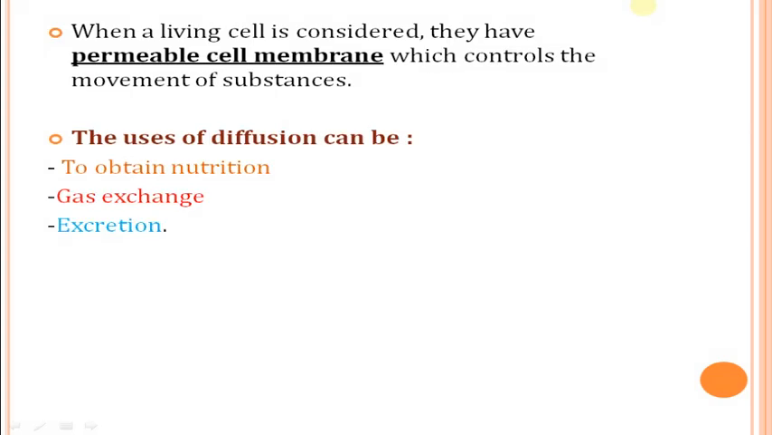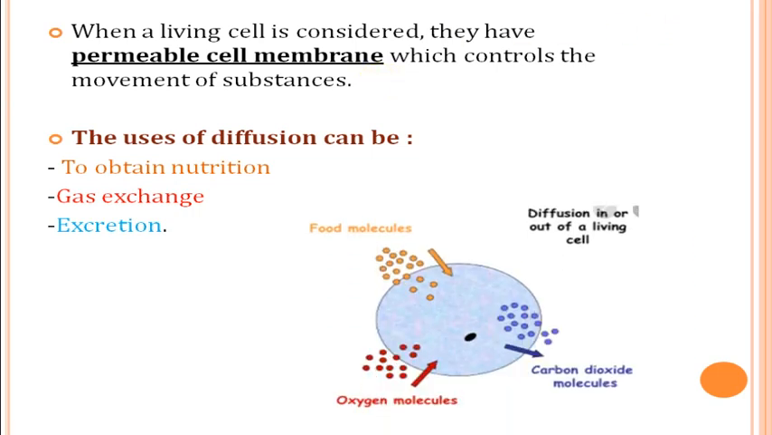Now, when a living cell is considered, they have a permeable cell membrane. What is a permeable cell membrane? A permeable cell membrane is something that allows only a few things to enter the cell. How? The same way, when your mom serves you your favorite food, if it has chocolates, cakes, and pastry, and if I like the cake, I will tell my mom to put only cakes inside my plate, not any other thing.